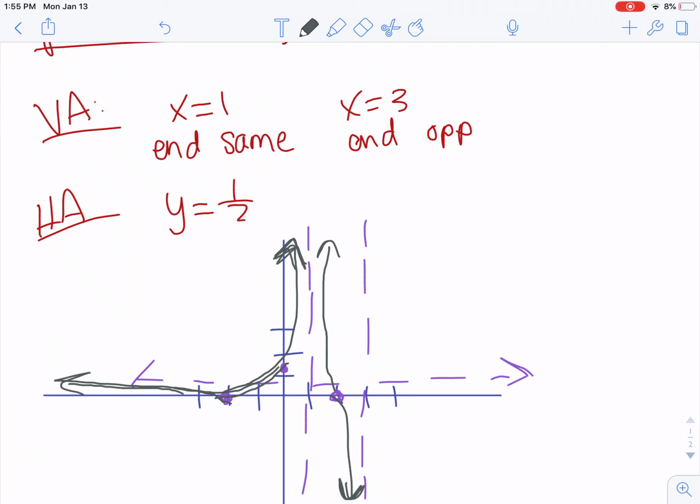And then at 3, we know that my ends have opposite behavior. So if I'm going down this direction, then I need to change my behavior and I need to start going up. Okay?